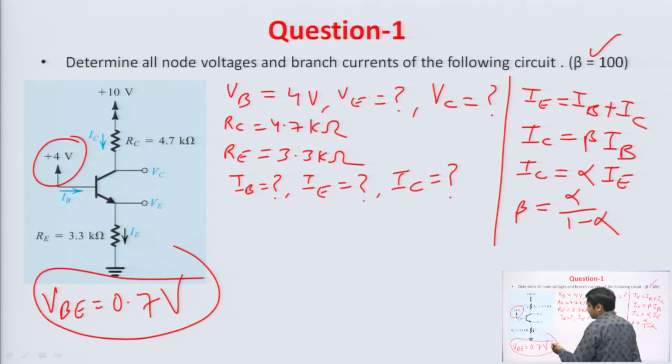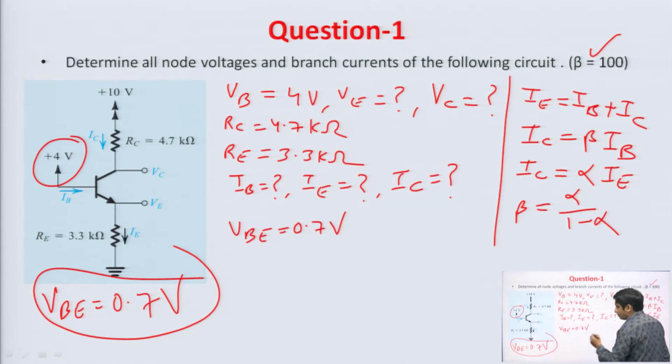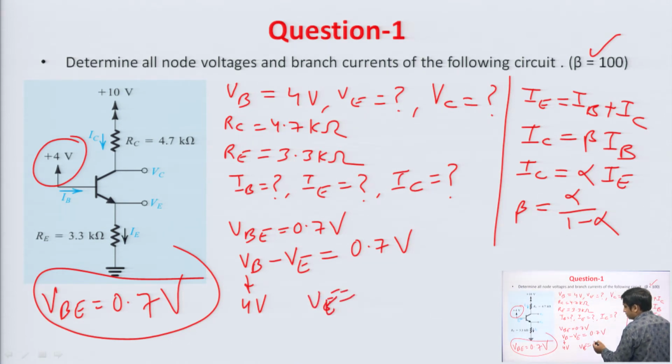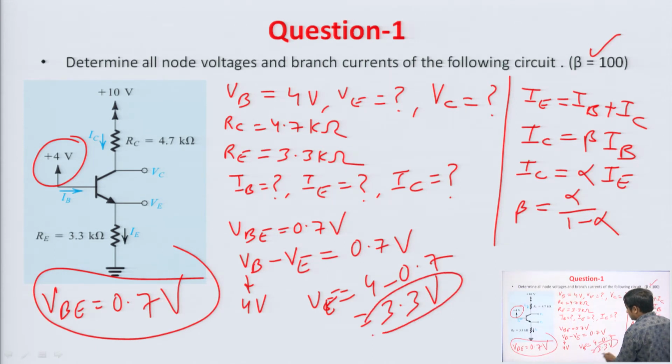Now, one problem is solved here. Base to emitter voltage VBE is 0.7 volt, and VBE can be written as base voltage minus emitter voltage, that is 0.7 volt. Now, the base voltage is given, that is 4 volt. From here, what will be the emitter voltage? Emitter voltage will be 4 minus 0.7, that is 3.3 volt. So, the emitter voltage which we have got is 3.3 volt.